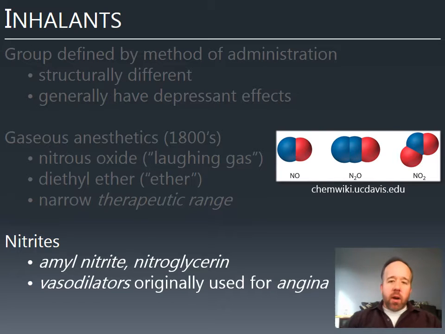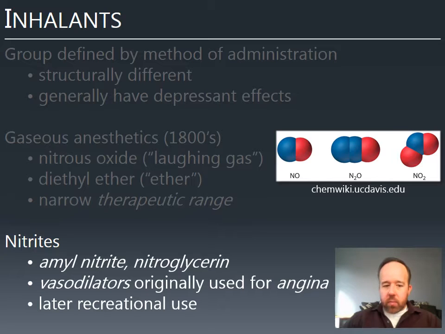Well, they're vasodilators, which means they expand blood vessels in addition to their other depressant effects. Originally, this is used for chest pain like angina. Angina results from when coronary arteries aren't allowing enough blood through, and so this expands those arteries and lets more blood flow occur. So these nitrites were originally used for that. Later on, they became used recreationally.